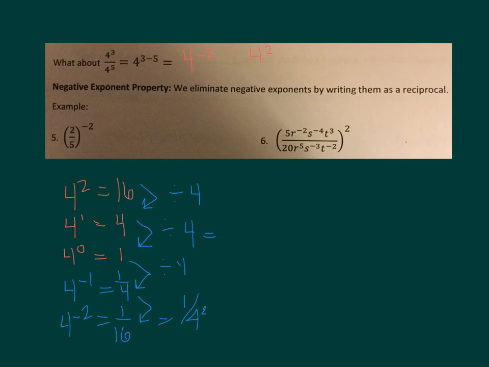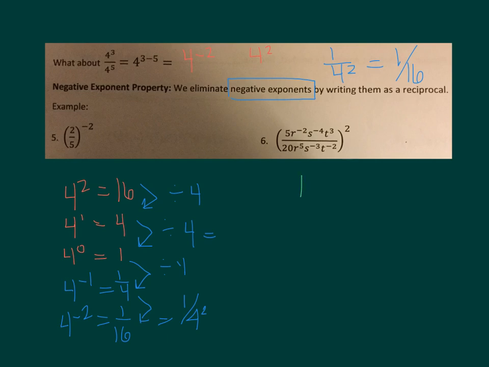So it looks like when we have a negative exponent, we get rid of or eliminate that negative by writing the constant as a reciprocal. So let's see. 4 to the negative 2 power, well, that's the same thing as the reciprocal of 4 is 1 over 4, and that gets rid of my negative, so that's 1 over 4 squared, which equals 1 over 16. If the negative is in the denominator, you move it to the numerator. If the negative is in the numerator, in order to make it positive, you move it to the denominator.